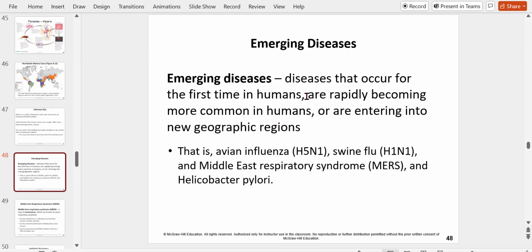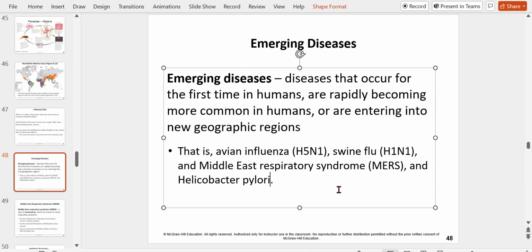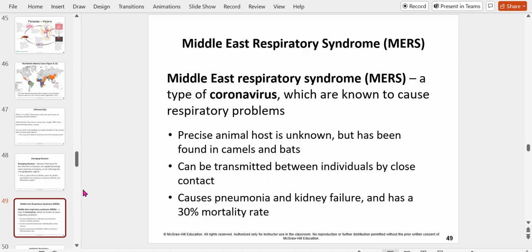Emerging diseases are diseases that occur for the first time in humans, are rapidly becoming more common in humans, or are entering into new geographical regions. That is avian flu, H5N1, swine flu, H1N1, Middle East respiratory syndrome, MERS, Helicobacter pylori. Remember that one? That one is involved in stomach ulcers, surprisingly.